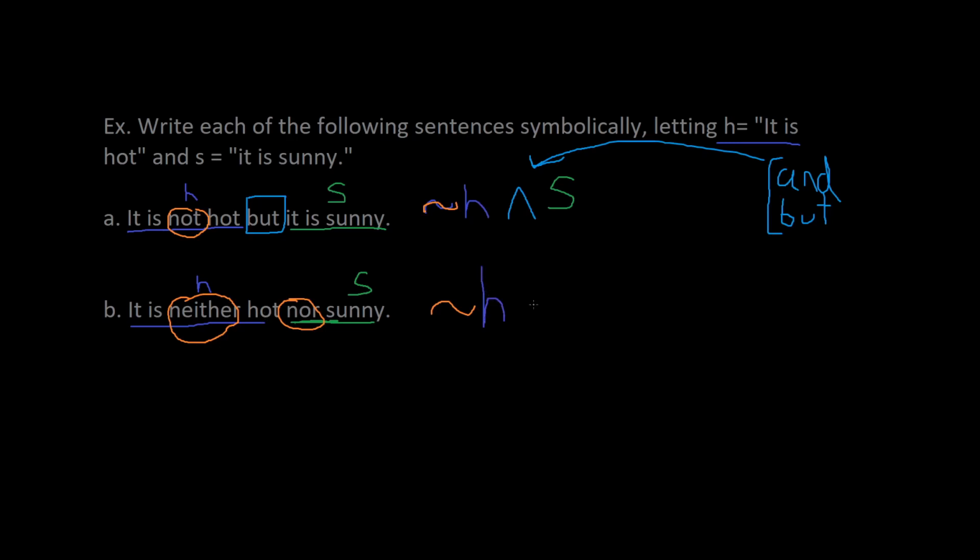So neither hot nor, I'll put over here, nor sunny. So what's going on? When we say neither, nor, do you remember what the symbol means? It's the same as saying "it is not hot and it is not sunny." So then we have to put the "and" symbol, which I use this color for. I hope you understand what's going on here for our two examples.